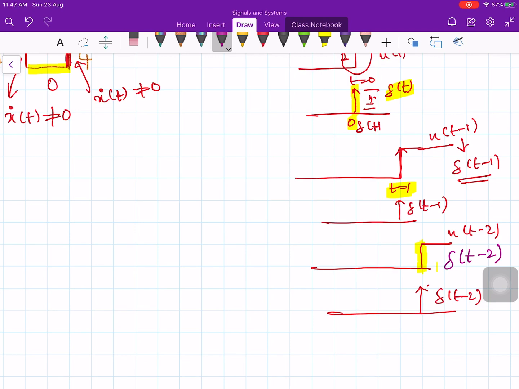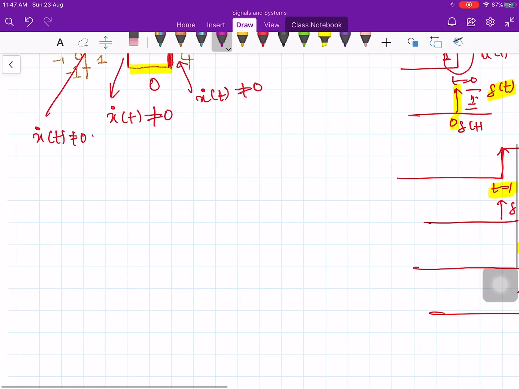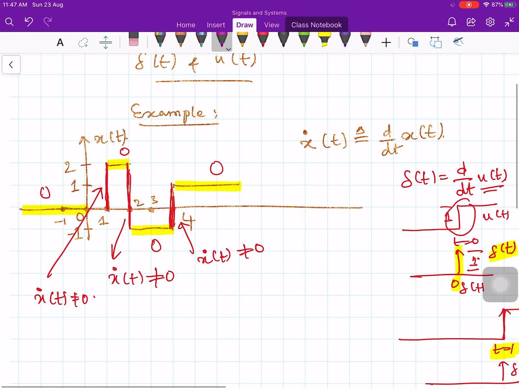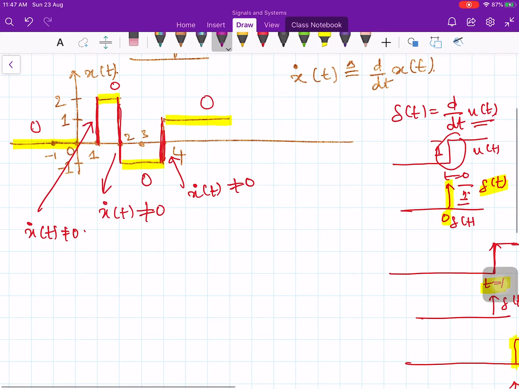Now, if you come to this function, now if I try to plot the derivative of x of t, it is 0 up to this point. This is the 0th point. Up to this point, this is 1. At 1 there is a jump, and that jump is by 2 units.